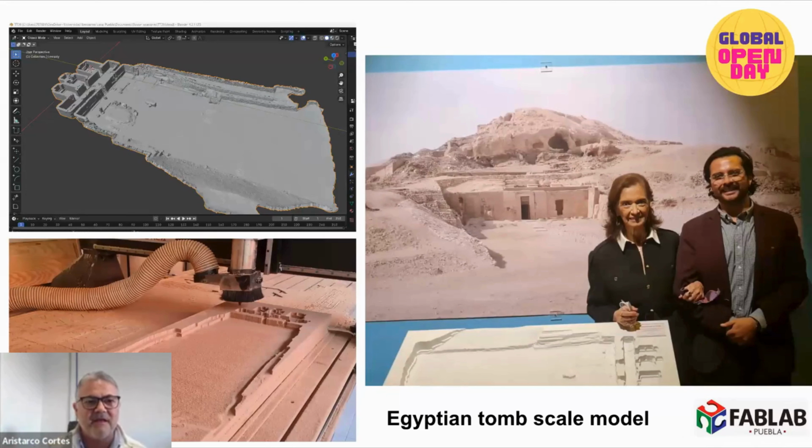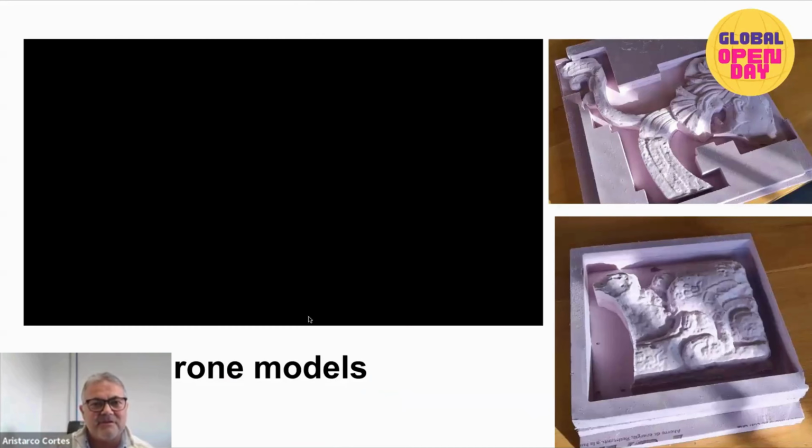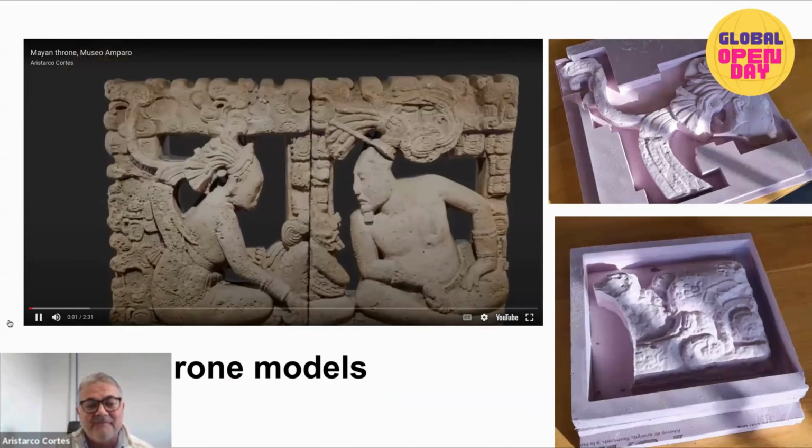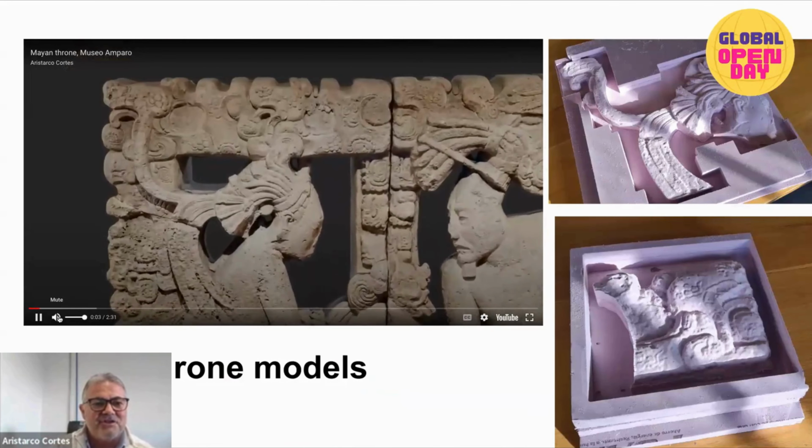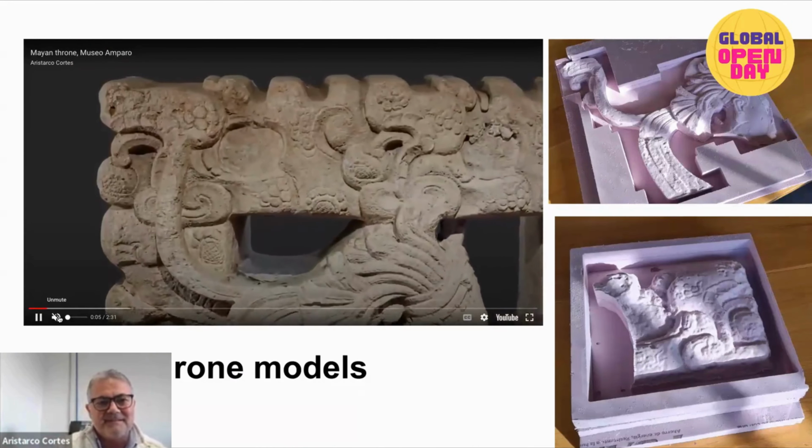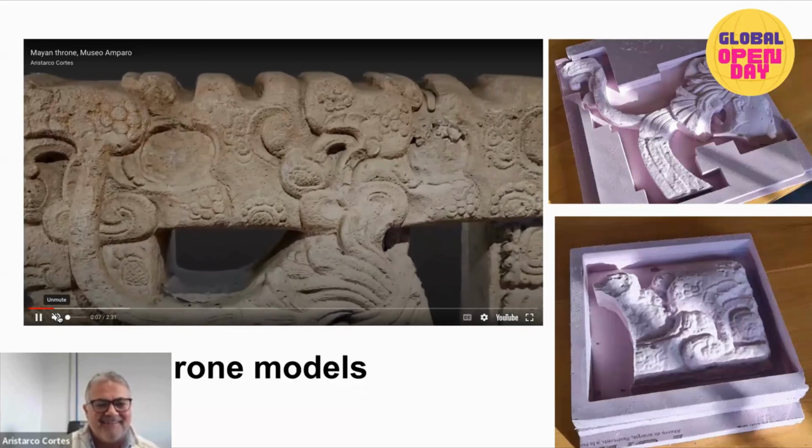We fix the model in Blender, and then we CNC milled. Now the model is exposed at an exhibition in the National Museum. This is another very interesting one. We made a digital twin. I think it's week 4.